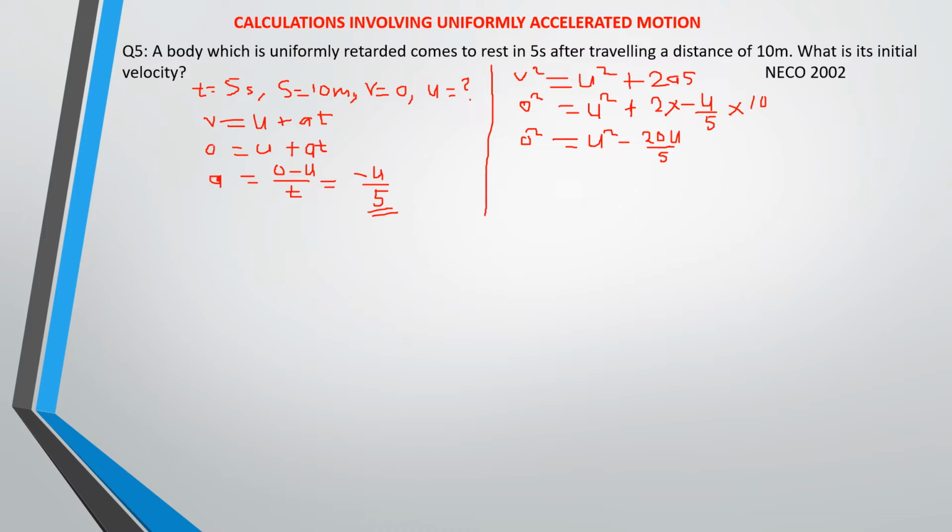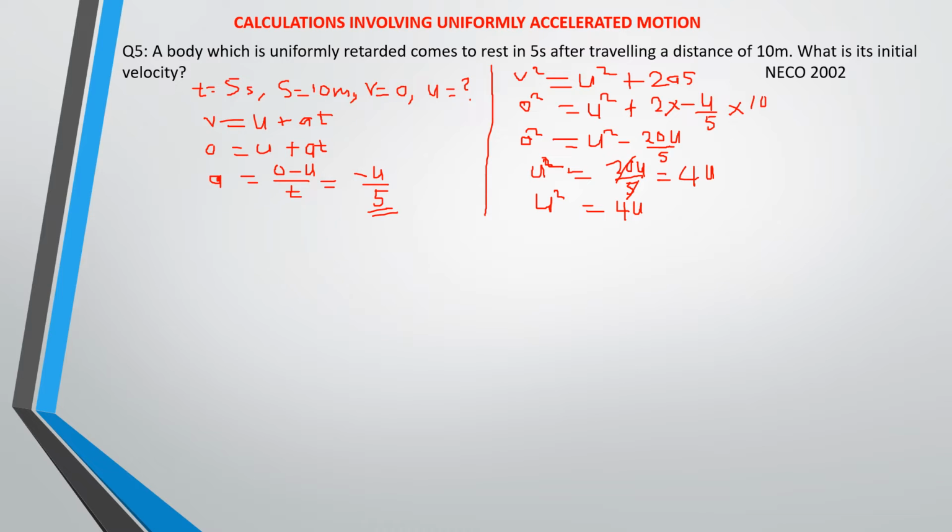Okay, so you can rewrite this equation to look like this. It becomes u squared is equal to 20u all over 5. Okay, so this can actually cancel, so that will be equal to 4u. So this gives you that u squared is equal to 4u.